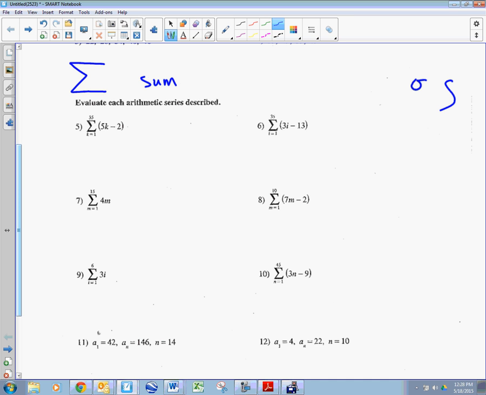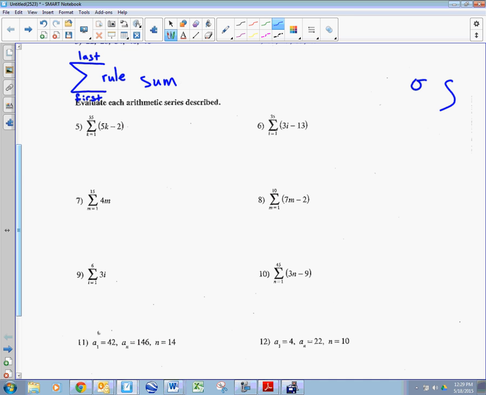Okay, so the bottom number here is how you generate your first term, and the top number is how you generate your last term. Whatever is in front of it is the rule to produce the sequence that you want, and the sigma means sum, or add them all up. Okay? Got it? So let's first expand this sigma notation.